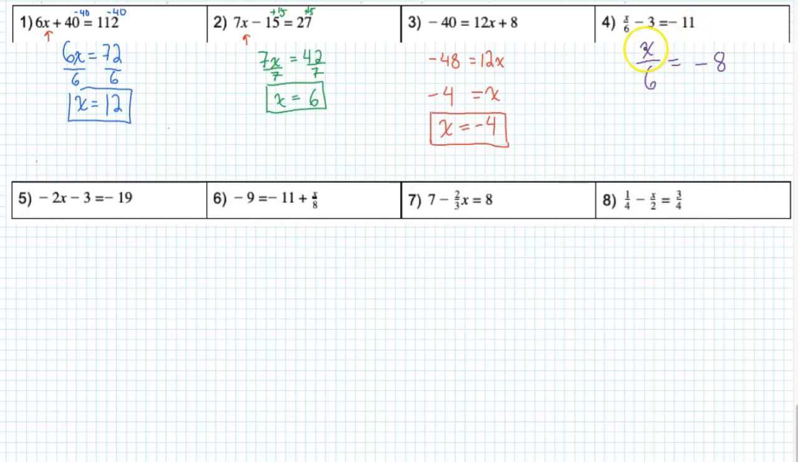Now, to undo that division, how do I undo division? I multiply both sides by, well, dividing by 6, the inverse of that would be multiplying by 6. And I must do the same to the other side. I must multiply on the other side too. So that undoes the division. 6 divided by 6 is 1. That's just x equals negative 48. Let's double check that. If I substitute here, negative 48 divided by 6 is negative 8. Negative 8 minus 3 is negative 11, so that does work.